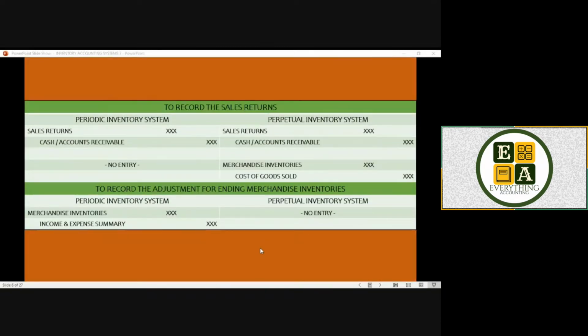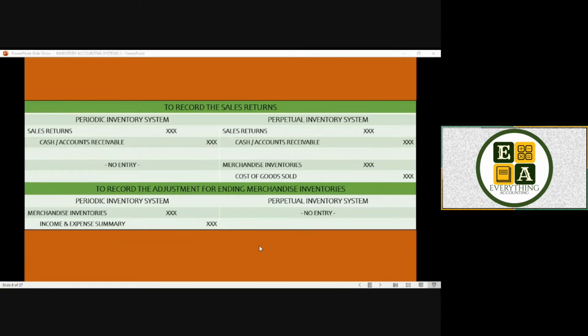Then to record the sales return, both periodic and perpetual have an entry of debit sales return, then credit cash or accounts receivable. But in addition, the perpetual inventory system has an additional journal entry, which is debit to merchandise inventories and credit to cost of goods sold.